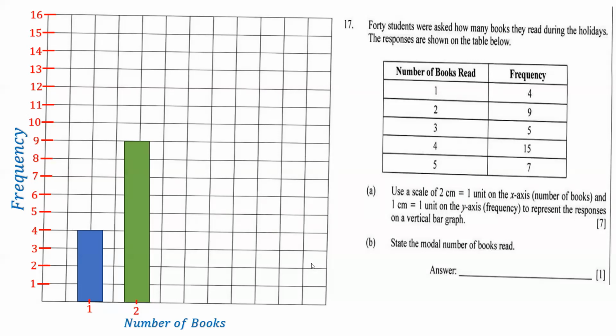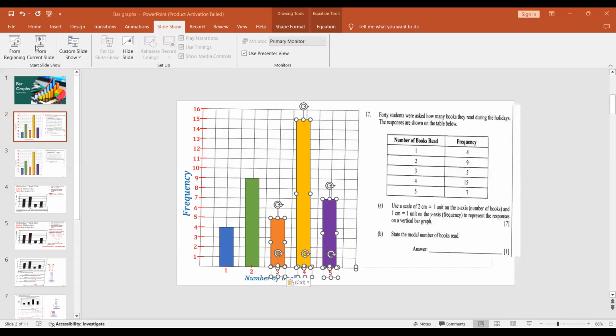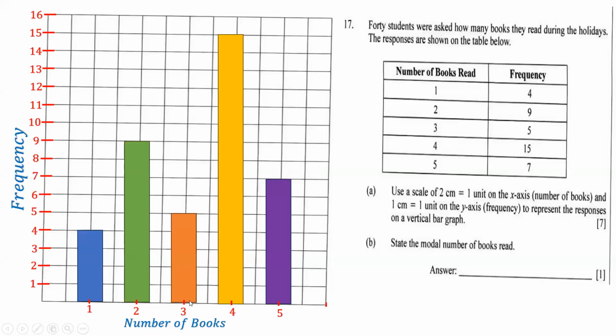How many students read 3 books? What does it say? 5 students read 3 books, right? So we're going to do 5 students for 3 books. So for 3 books, we're going to have 5 students.